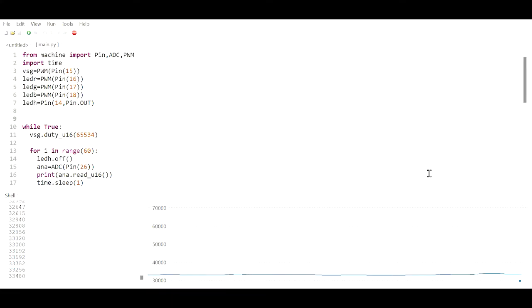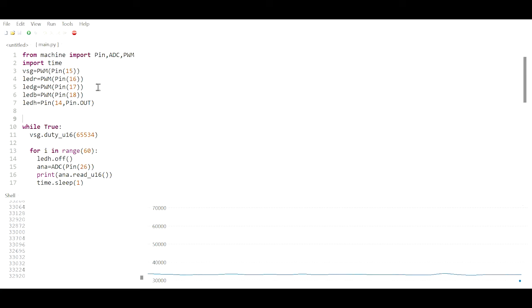So this is the complete code for the air pollution level meter, and right now the code is running on our Pico. This code is written in Thonny IDE, and this programming language is MicroPython. I'll go through this code: from machine import Pin, ADC, PWM; import time to give delay; and PWM pin 15 is given the name VSG.